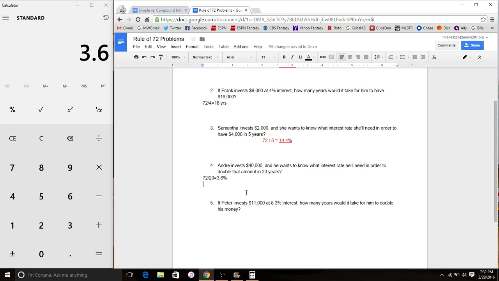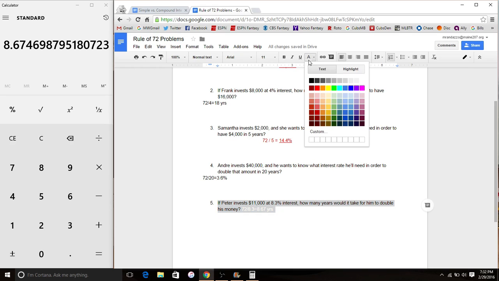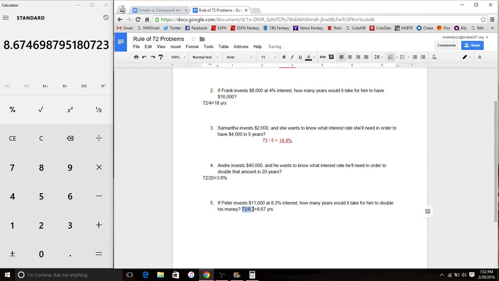So number 5 is you have to figure out which one it is. If Peter invests $11,000 at 8.3% interest, how many years would it take for him to double his money? Did it give us our years? No, we're figuring out the years, but it did give us the interest. So all we do is 72 divided by 8.3. All right, and that equals 72 divided by 8.3. It says how many years? You would do 8.67 years. Okay, or you could say, you know, he has to do it at least 9 years. Okay, whatever it asks for, round it. Pretty easy, right? All right.